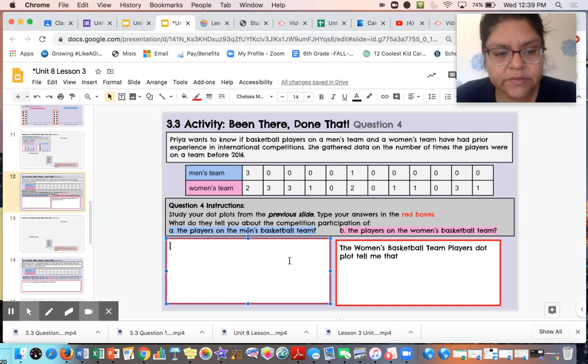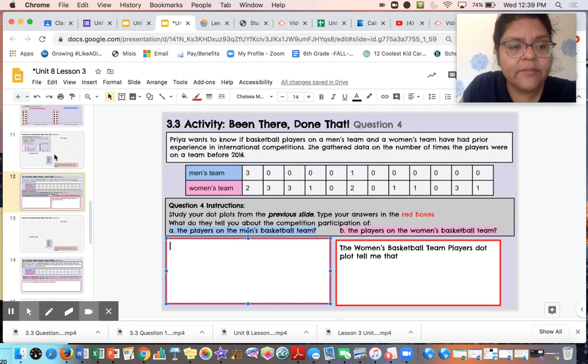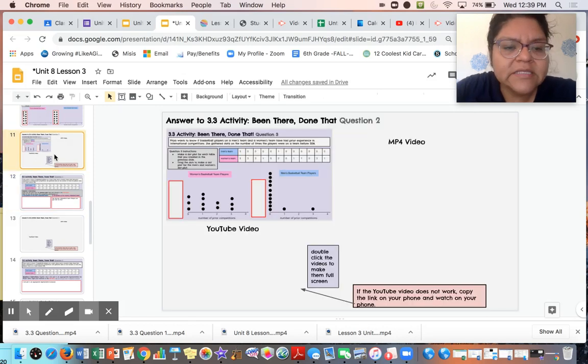So the actual question reads, what do they tell you about the competition participation of the players on the men's basketball team, the players on the women's basketball team? So there's two questions, but one is for the men's and one is for the women's. So let's look at the previous slide, and let's look at the right side for the men's dot plot.